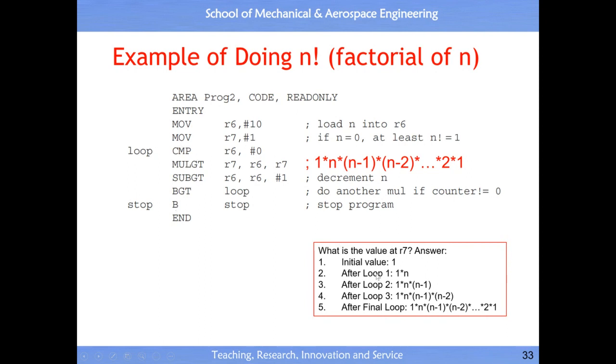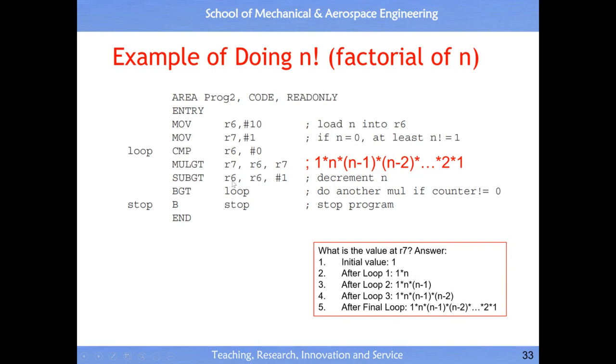Now we have this loop. So you just need to understand the sequence of change of the value in R7. Then you understand the dynamics of this loop, okay? So initially, the value in R7 is 1, then you start to enter the first loop. After the first loop, what will be the value in R7? It is 1 times R6. R6 is equal to n, okay? So after the first loop, R7 is equal to 1 times n.